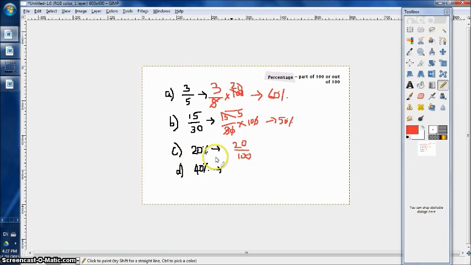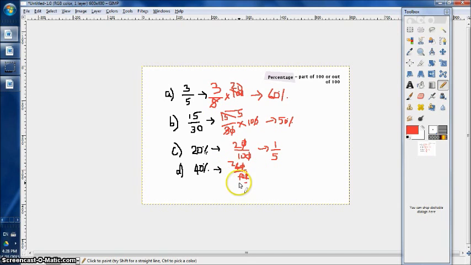Now 40% is 40 over 100. This becomes 2/5 of any value. Okay.